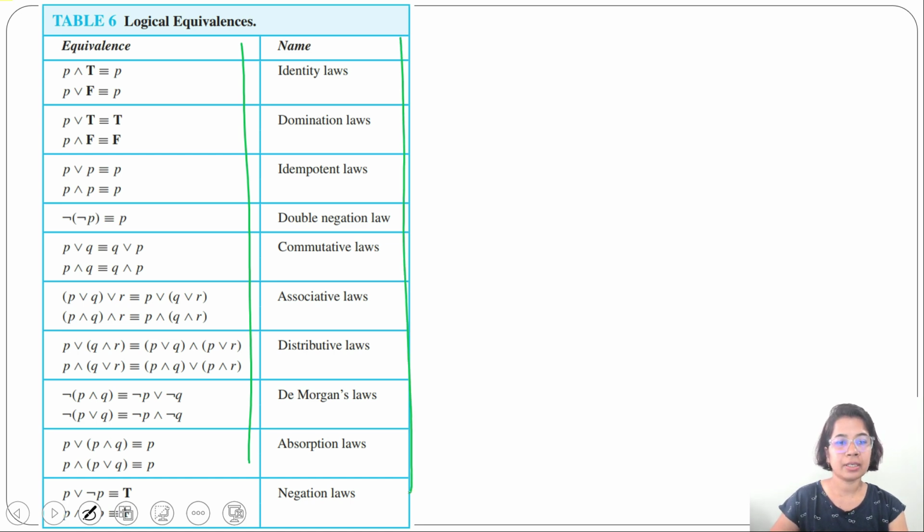Today I discussed logical equivalence involving and, or, and negation. In the next lecture I will discuss including conditional statement and biconditional statement.